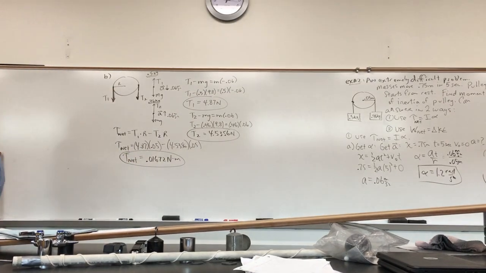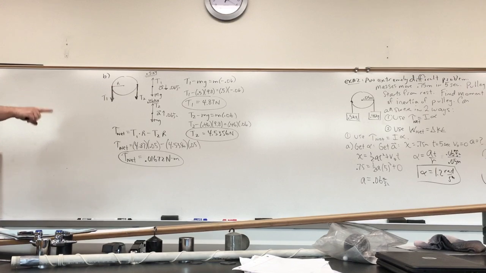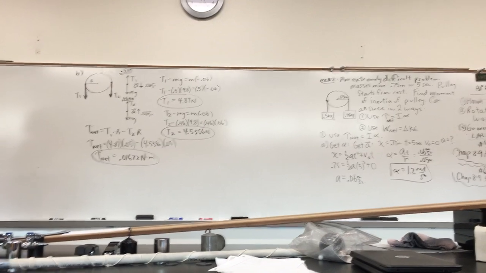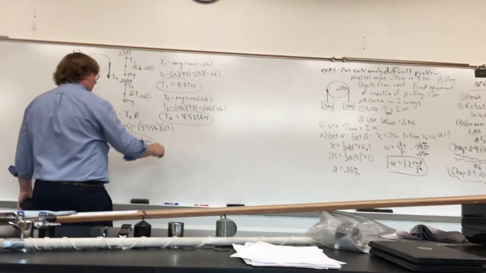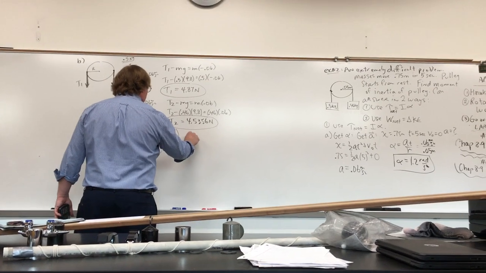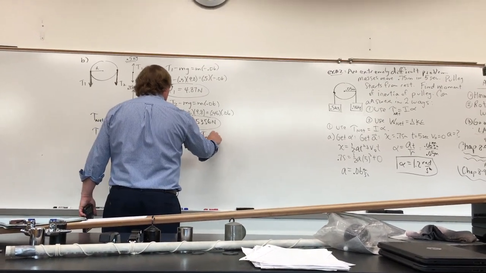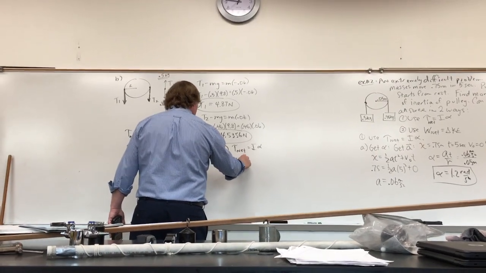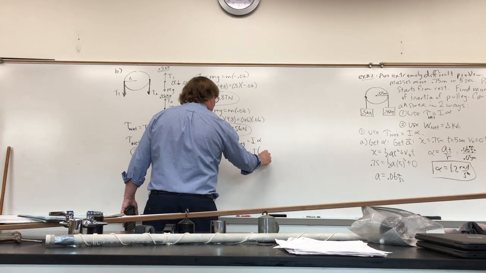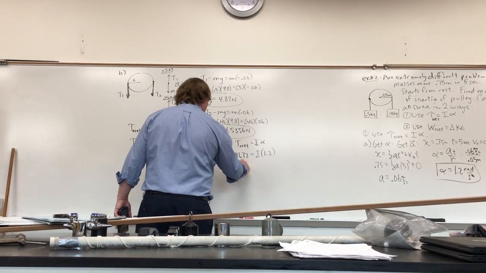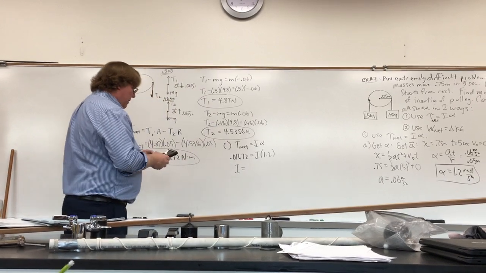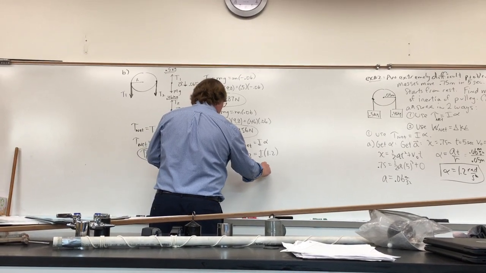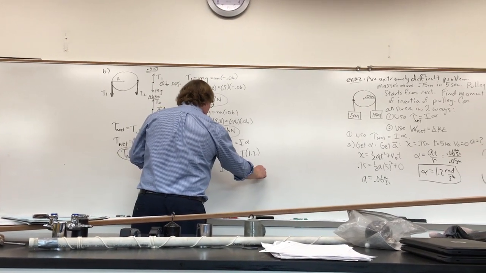So I have my alpha, I have my net torque. I can now find my moment of inertia of that pulley. This is part C. Net torque equals I alpha. I got 0.01672 equals I times 1.2. And so I get I equaling 0.0139 kilogram meter squared.